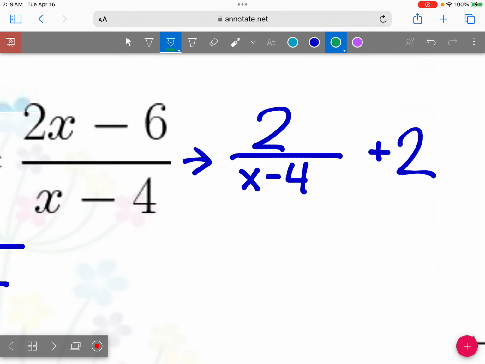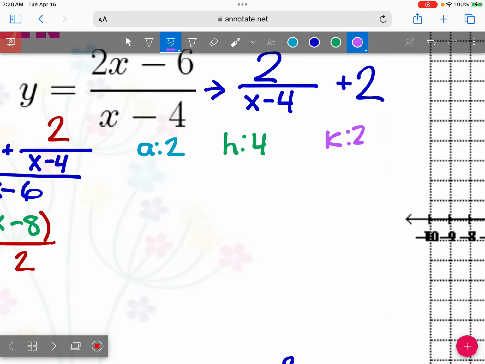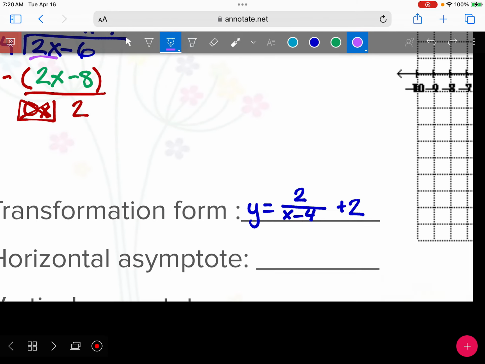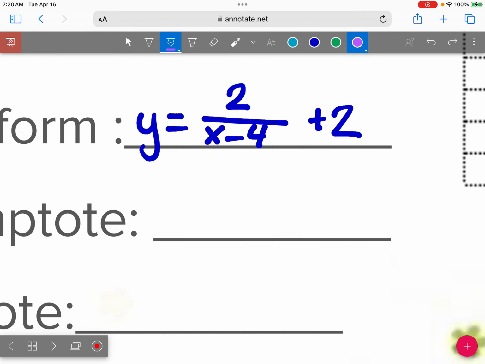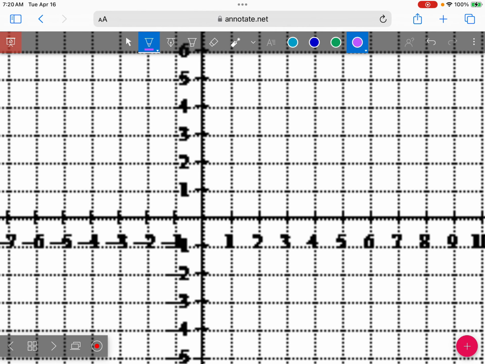Then let's find our a, h, and k. What's our a? 2. What's our h? 4. And what's our k? 2. So that means I have enough information to get my asymptotes. My horizontal asymptote, that's when my y is stuck. So my y is stuck at 2. It's been shifted up 2. That tells me my asymptote has been moved here.